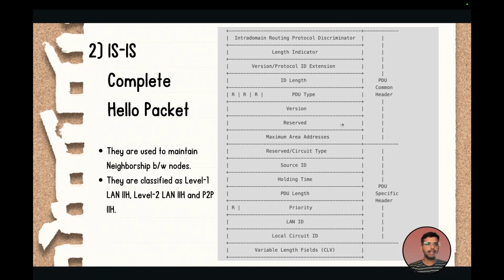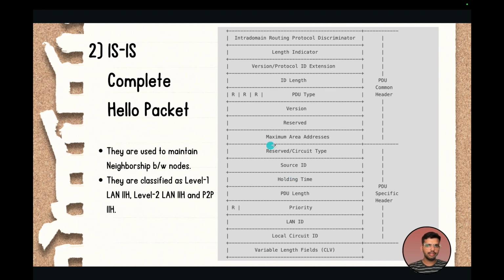Now the second packet is the first IS-IS complete hello packet. So this is the complete hello packet. This PDU common header that we have seen in the earlier slide, and the interpretation of each field. Now this is the hello packet. So after this entire common header, we will have these many fields before the variable length fields. So this is called the hello packet fields, all the fields that will only be carried in the hello packet.